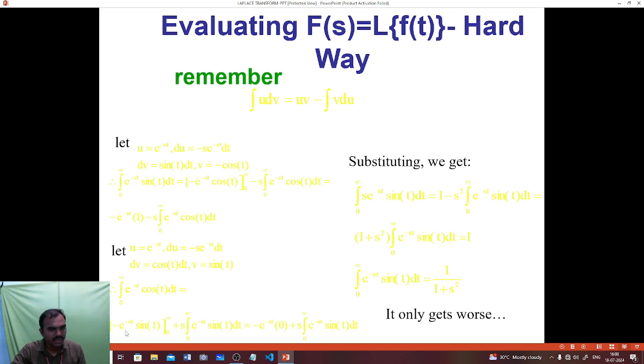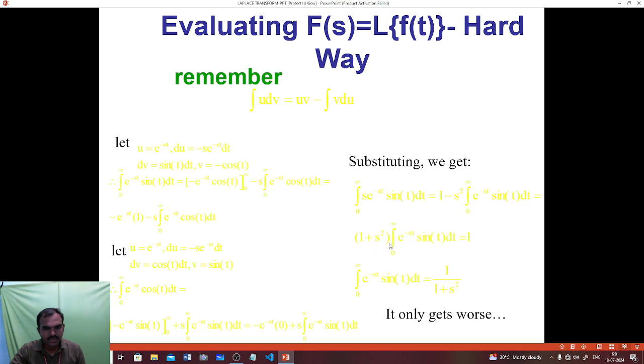Here also we apply the same formula, integration by parts, or Bernoulli's formula. So uv from 0 to infinity, plus s times the integration of v du. So what do we get as the answer? E power minus st times sin t at 0 gives 0, then plus s, applying the upper limit infinity, e power minus infinity is 0, again that is 1 minus s square times the integral from 0 to infinity of e power minus st sin t dt.